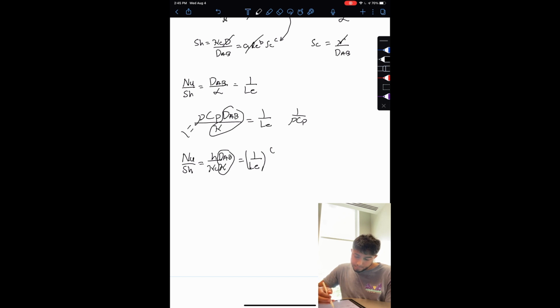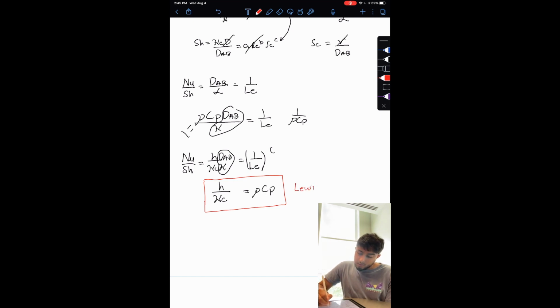And we can substitute this, the 1 over the Lewis relation, for its volumetric heat capacity. And that is equal to its heat transfer coefficient over its mass transfer coefficient. So this equation, its heat transfer coefficient over its mass transfer coefficient, is equal to the volumetric heat capacity. That is equal to the Lewis relation.